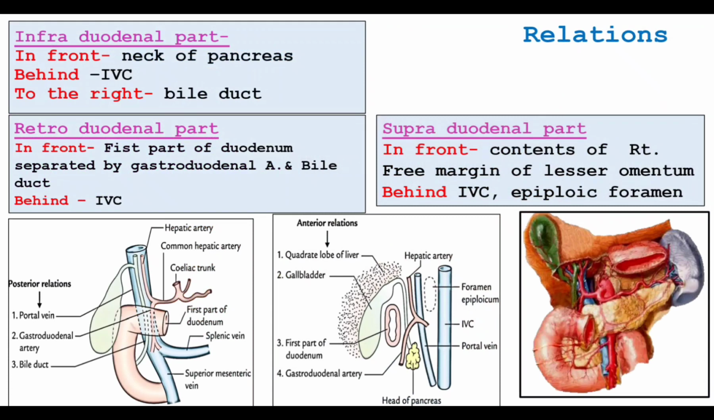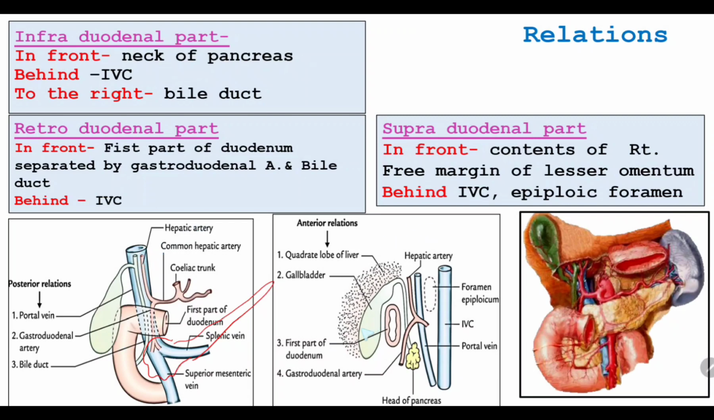Now let us see the relations of the portal vein. Infraduodenal part means below the first part of the duodenum. Here we have the pancreas, so anteriorly we have the neck of the pancreas. And what is behind the portal vein?